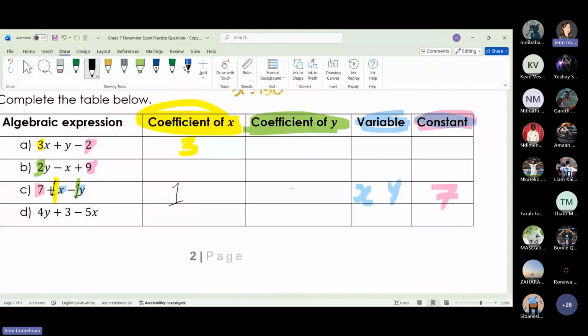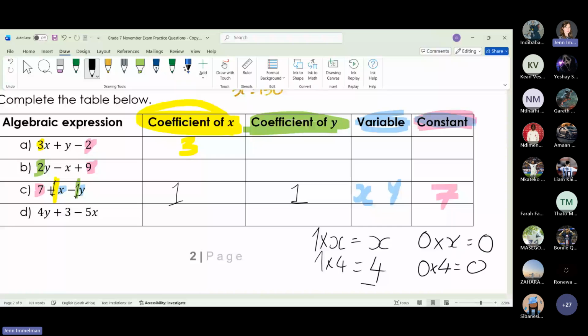Okay. It cannot be 0 because a coefficient is what I'm multiplying. So let's say I have x. 1 times x is x because 1 times 4 is 4. If I say 0 times x, that equals 0. So 0 times 4 would be equal to 0. Look at how different my answers would be. Here, to get x alone, the number that I'm multiplying has to be 1.